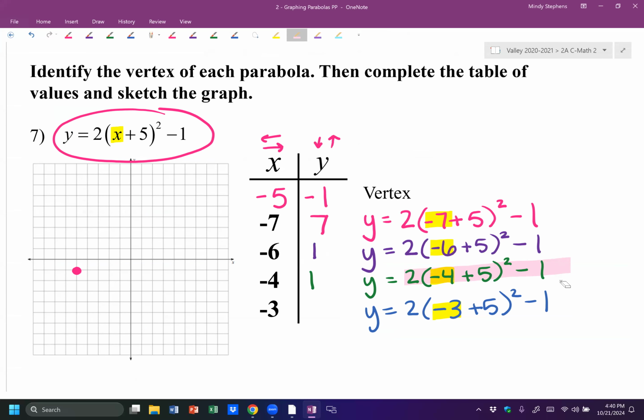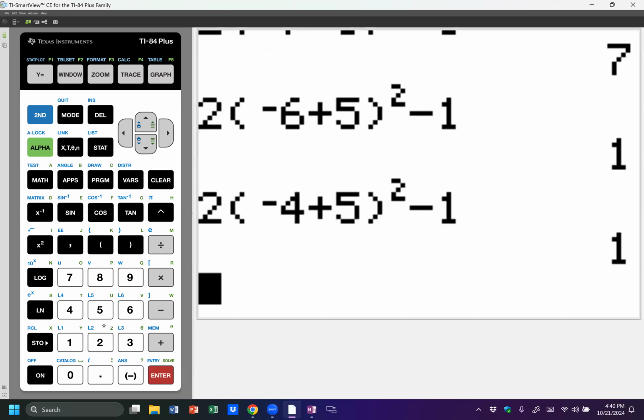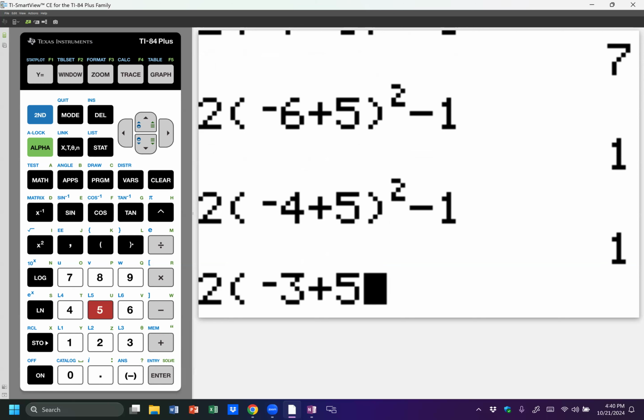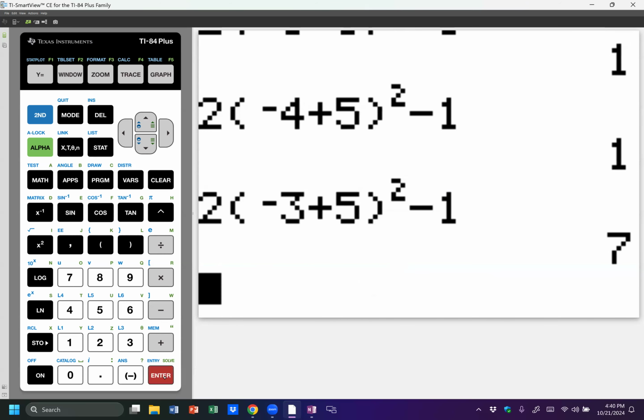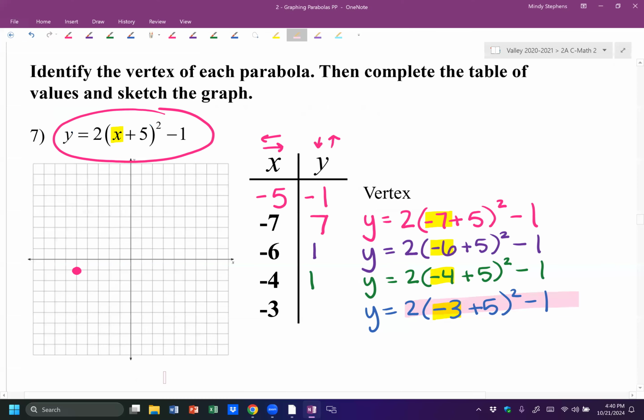And then my last equation is this one right here. We're going to type that one in our calculator. So I have 2 times (-3 plus 5) squared minus 1. So double check to make sure you typed everything correctly. So that gives me a 7. So the last one is going to be a 7.